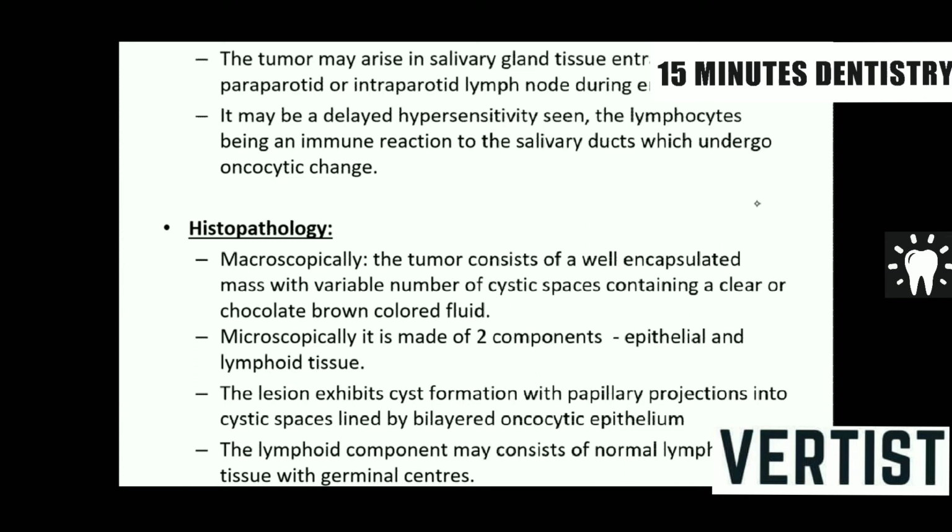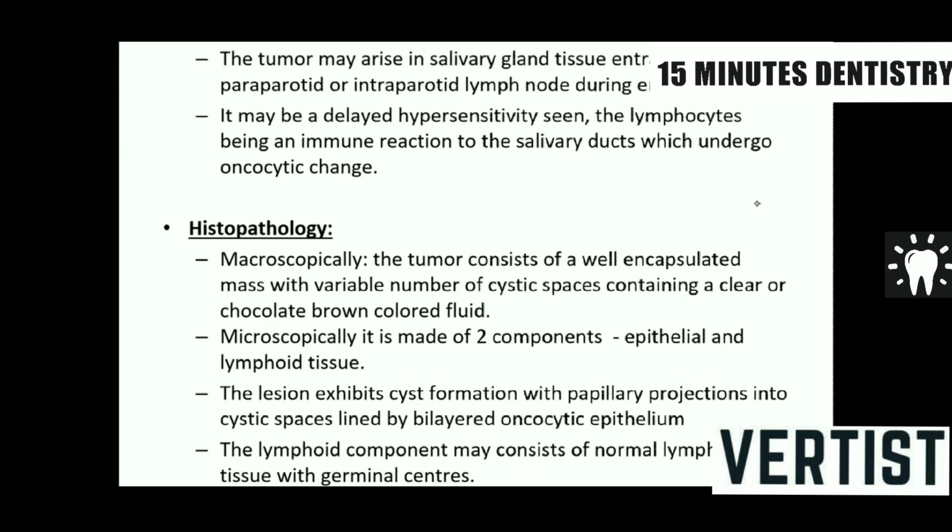Macroscopically, that means when the tumor is received in the histopathology lab, it consists of a well-encapsulated mass. When we receive a pleomorphic adenoma, the tumor sometimes has a well-defined capsule, sometimes it has an incomplete capsule. This incomplete capsule of pleomorphic adenoma may be the cause of its recurrence. However, Warthin's tumor is usually a well-encapsulated mass which comes in toto. Since it has a lot of cystic spaces, in the macroscopic specimen we can see some chocolate brown colored fluid oozing out.